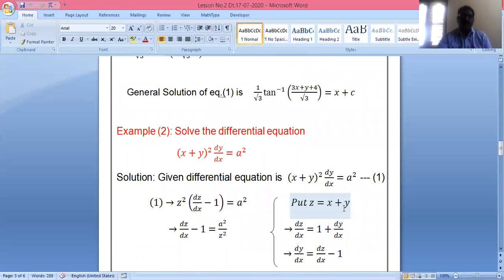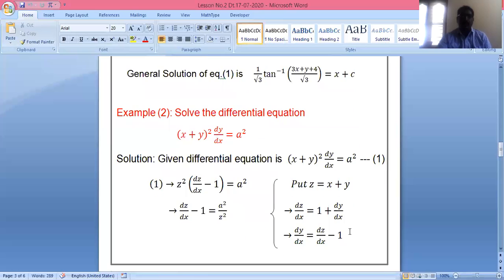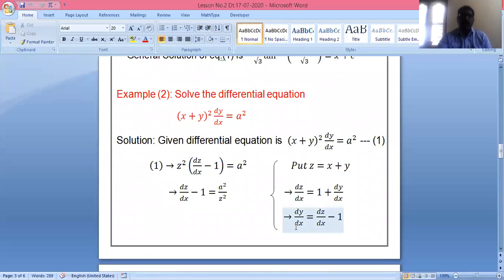Differentiating with respect to x, we get dz by dx is equal to 1 plus dy by dx. That implies dy by dx is equal to dz by dx minus 1. Now equation 1 becomes z square into dz by dx minus 1 is equal to a square. That implies dz by dx minus 1 is equal to a square by z square.